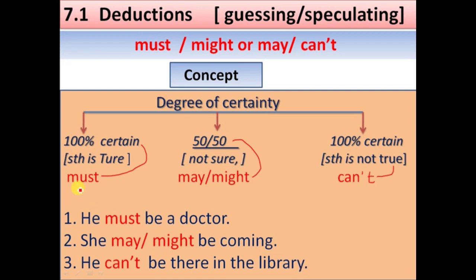So 100% certain that something is true, must. 100% certain that something is not true, can't. And not sure, in the middle of must and can't, only probable. So may or might, only probability, may or might.